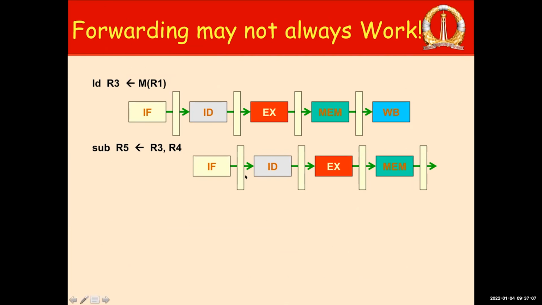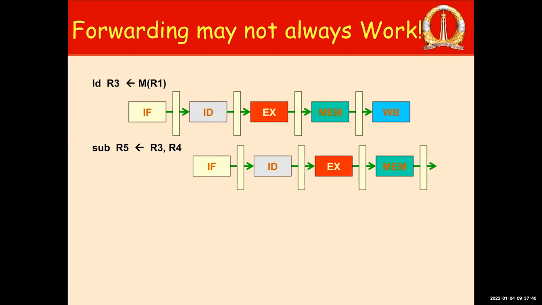Again, we will assume that during the ID stage, you can't read the value of R3, because R3 is not going to be available in the R3 register. In fact, the value which is loaded from memory is only going to be available at the end of cycle 3. It's only after the Mem stage that the value is available because it's a load instruction. At the end of the EX stage, you only have the effective address being calculated. Only at the end of the Mem stage do you have the value loaded from memory.